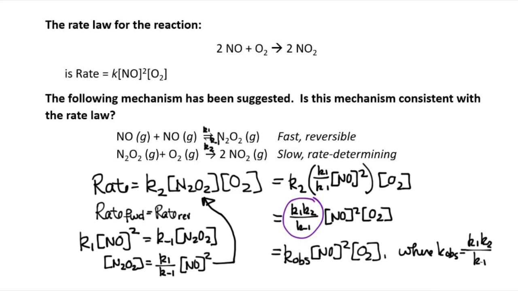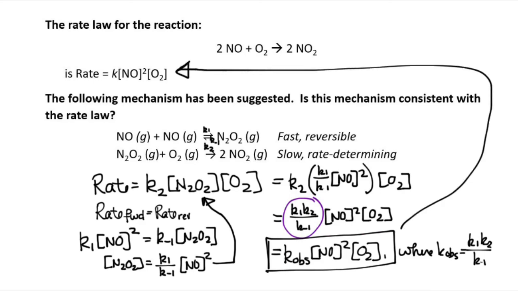So here is the rate law for our mechanism, and we can compare that to the experimental rate law, which we were given in the problem. We can see that K times NO squared times O2 is the same rate law that we observe experimentally. So this mechanism is reasonable for this overall reaction.